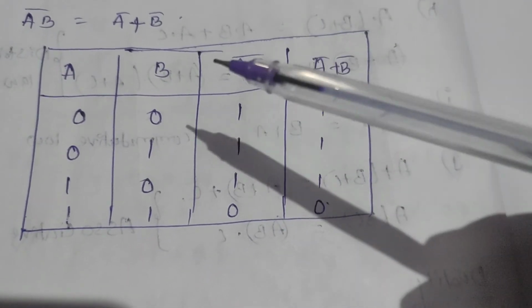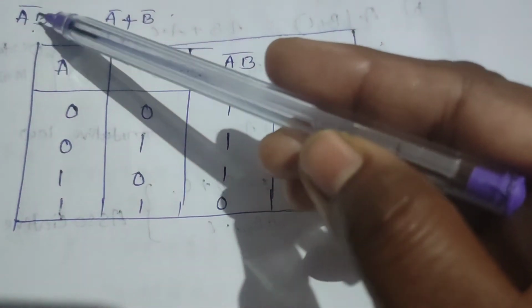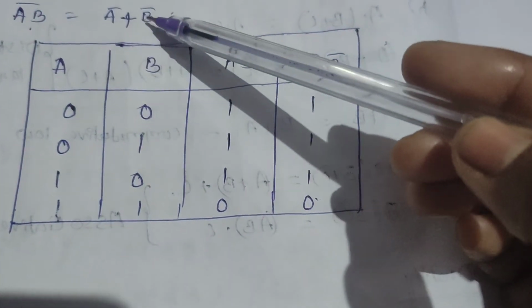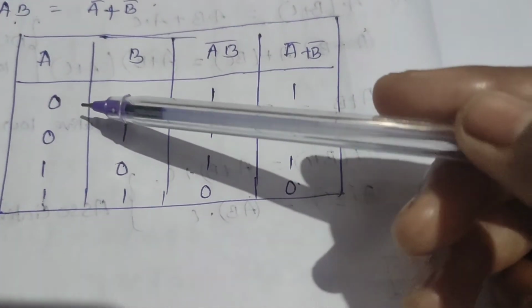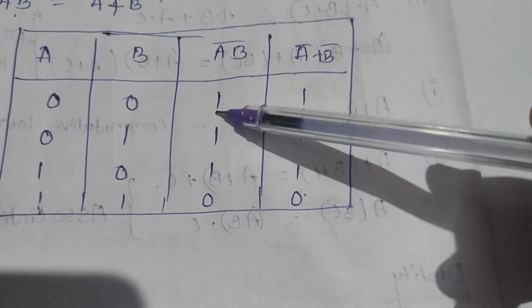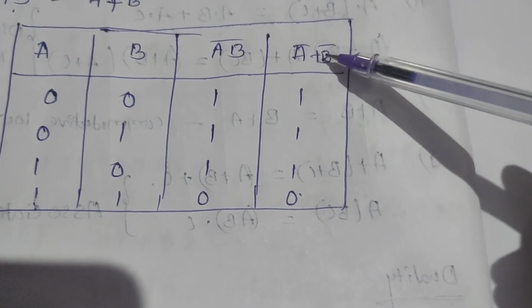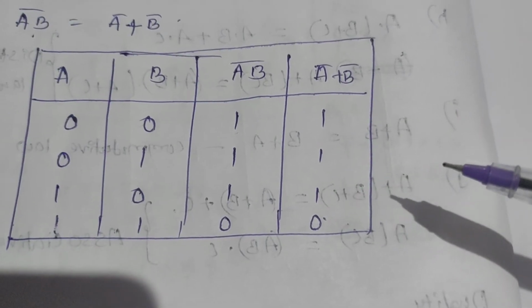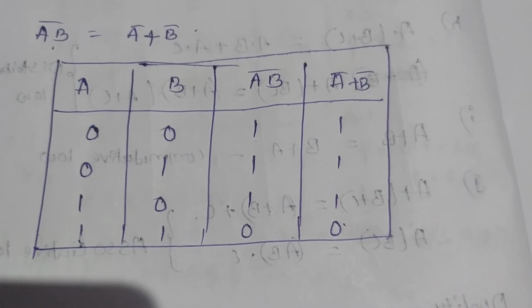The truth table of the second equation, (ab) whole bar is equal to a bar plus b bar. So 0 multiplied by 0 is 0, complement of 0 is 1. Same for a bar plus b bar. So this is also verified with the truth table. And the next important theorem is the consensus theorem.